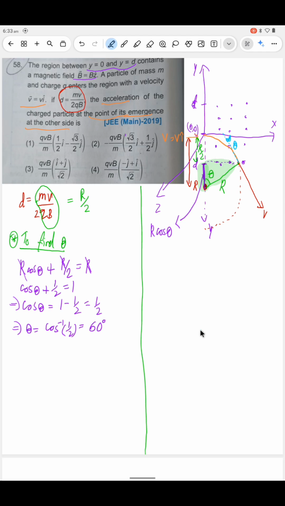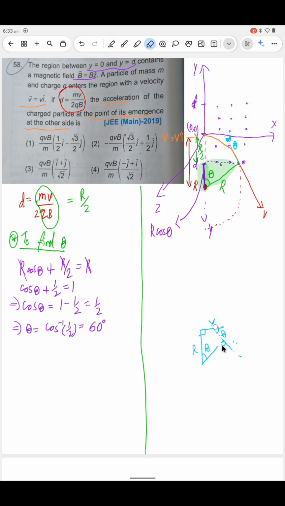Because at the initial point, this was r and this was v. They were perpendicular to each other. Now, when r is rotated by theta degrees, this velocity also will be like this, because that is always going to keep 90 degrees. So this angle is also going to be theta. That is, the velocity vector also will be rotated by theta.